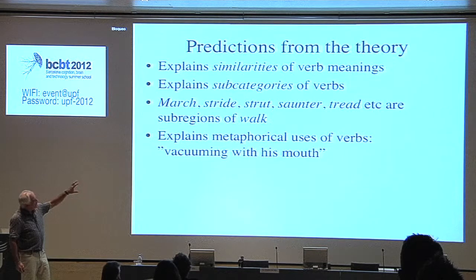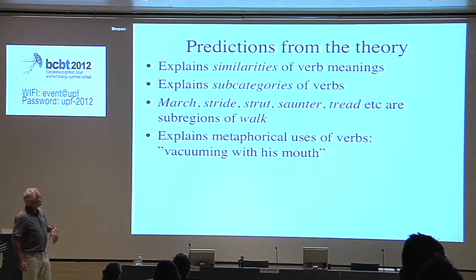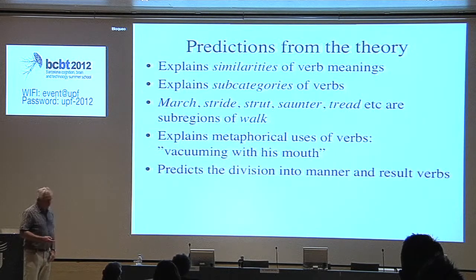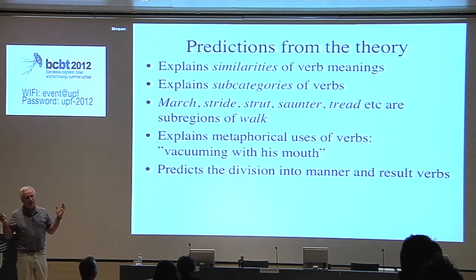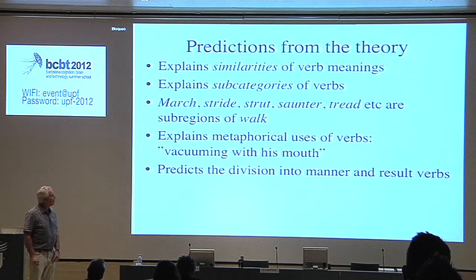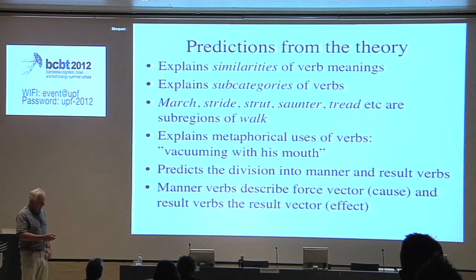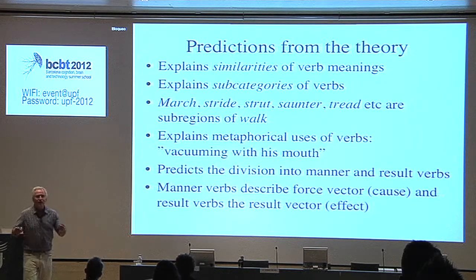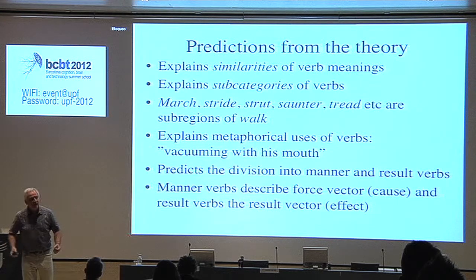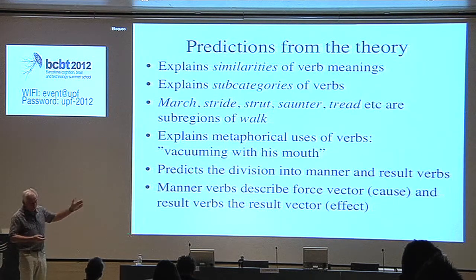The basic underlying reason here is that there are similarities in force patterns. That's why we can use them as metaphors. Now we get into a linguistic topic here, manner and result verbs. That's something that's very hot in linguistics, at least in verb semantics at the moment, and I will explain what it means. A manner verb, this is my interpretation, describes the force vector, the course. Manner verbs are how you do something, and result verbs are the result.